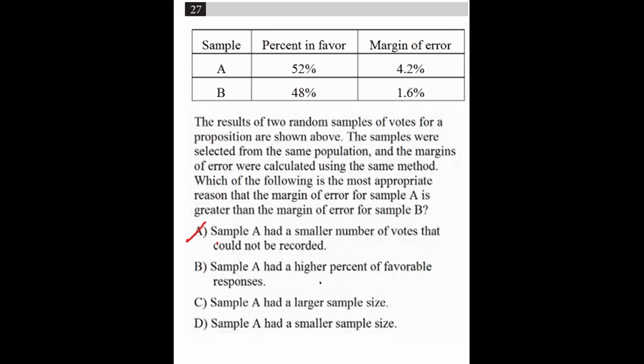Sample A had the higher percent of favorable responses. Well, the percent of favorable responses does not affect the margin of error. The margin of error is more affected by sample size, so it's not B. And then C says sample A had a larger sample size. Well, having a larger sample size reduces your margin of error, while having a smaller sample size increases your margin of error. So A has a larger would be incorrect, and A has a smaller sample size is correct. So the correct answer is D.